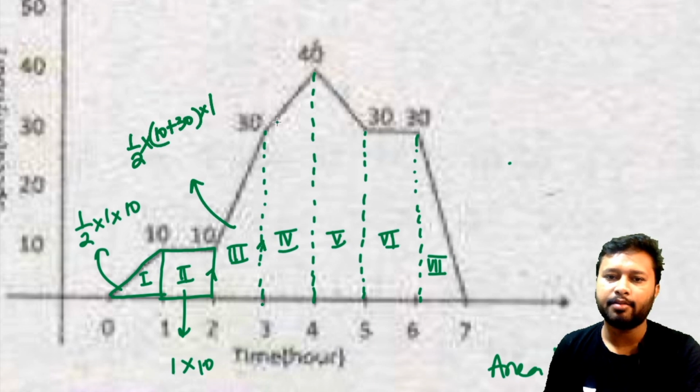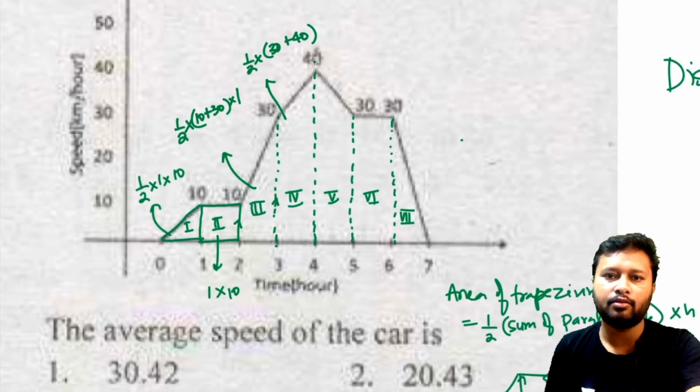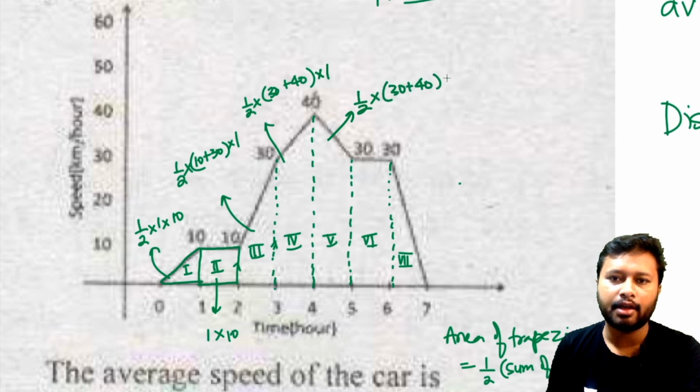All right. Similarly, the fourth region is again a trapezium. It's already given as half the sum of parallel sides. So this is 30, this is 40. So 30 plus 40 and into the height. Height is again 4 minus 3 is equal to 1. This side also will give you the same thing, half 30 plus 40 and into height, which is 5 minus 4, that is 1.